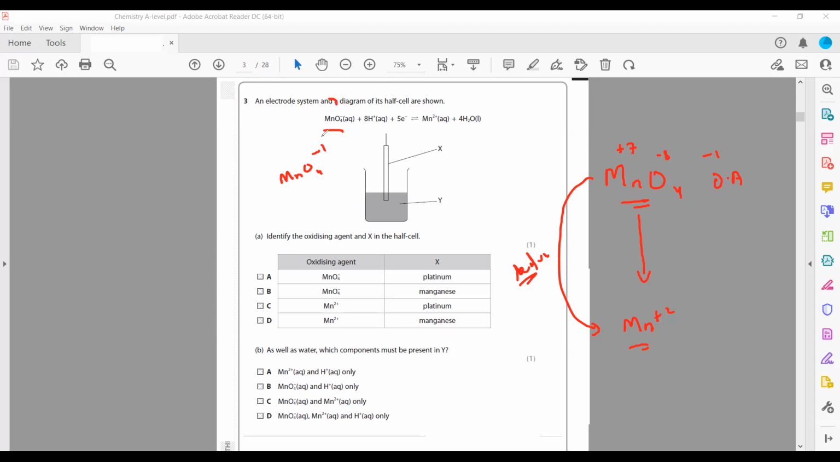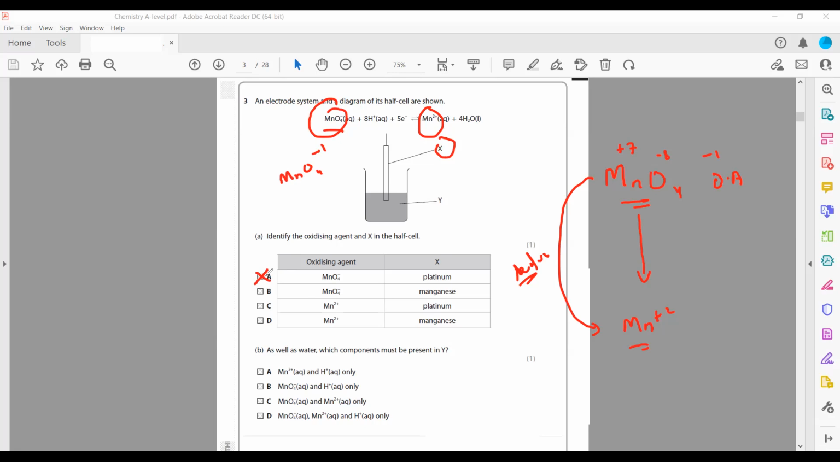And whenever there is a change in the ion, only the valency changes. The metal is not formed, or the metal does not turn into an element. So we use an inert electrode. So what is the inert electrode made up of? The inert electrode is made up of platinum. That's why A is the right answer.